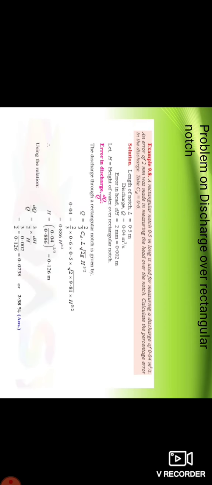After calculating H, that is 0.126 meters, the percentage error in discharge can be calculated using the relation dQ divided by Q is equal to 3 by 2 into dh divided by h. The expression for the notch has 2 by 3, and here it is reversed, 3 by 2 into dh by h. We need to remember this expression. I think it's clear.